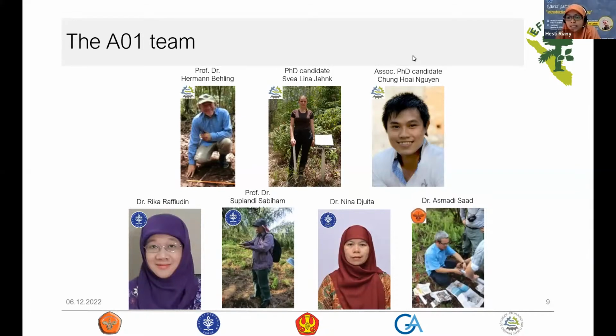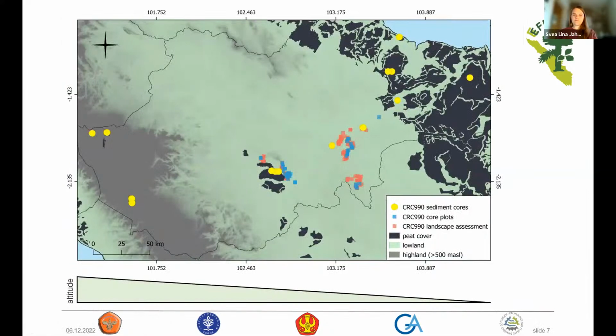Nah, kemudian untuk wilayah penelitian dari A01 ini di daerah Jambi, kalau kita lihat peta yang tadi, sorry Safia, could we move to the map of your research? Previous one, next, this one.